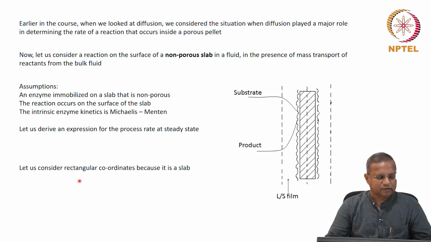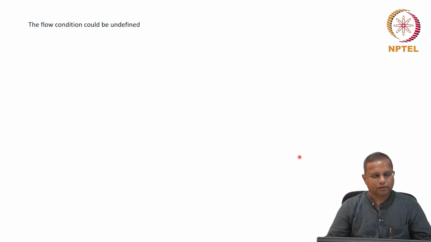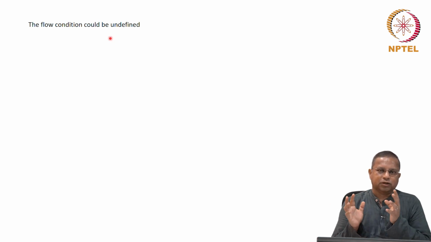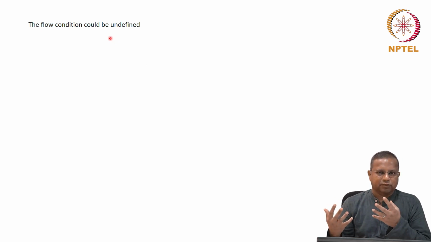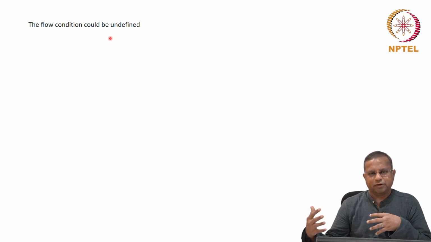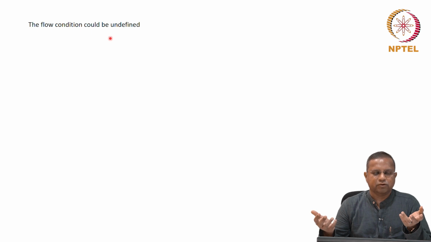Now, let us consider rectangular Cartesian coordinates, because this slab x, y, z is good enough for an easy description of this geometry. So, we will consider that. We are unsure of the kind of flow in the liquid. Nothing is mentioned about it. It could be sloshing around, it could be a nice laminar flow, or it could be even still. We don't really know.